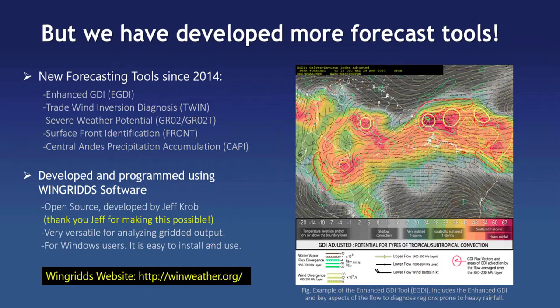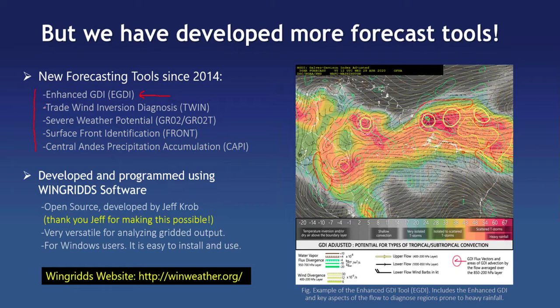Okay, so this was an introduction showing what we did with the GDI, but we have developed a new set of forecast tools. And this set of forecast tools is the following. If you see here on the left, we have the enhanced GDI, which is a very similar version to the GDI with some minor enhancements. But the algorithm also contains additional information. For example, you can see the winds plotted at key levels. You have moisture convergence, upper divergence, and so on.